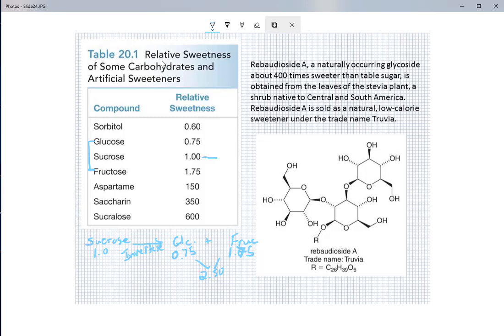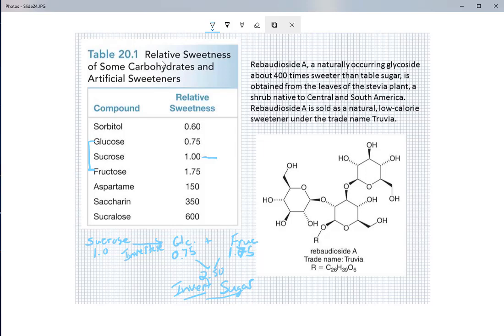And this mixture of glucose and fructose derived from sucrose and hydrolyzed by this enzyme called invertase is called invert sugar. Invert sugar is something that candy makers, confectioners use to make their products sweeter by simply hydrolyzing the sucrose and getting this mixture of glucose and fructose.